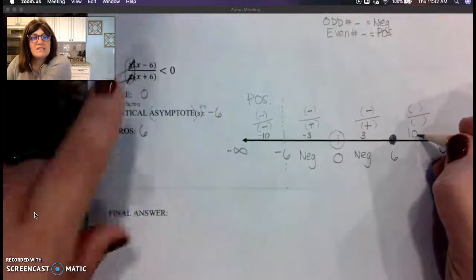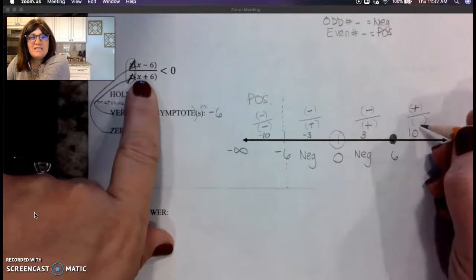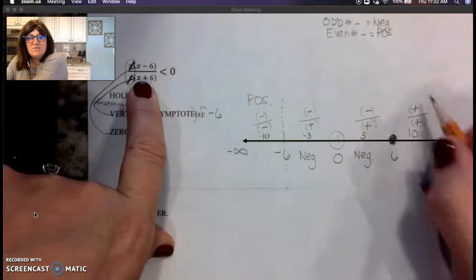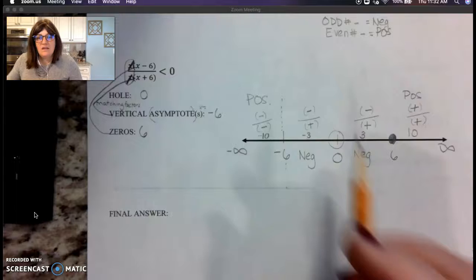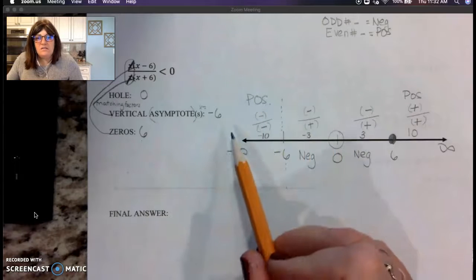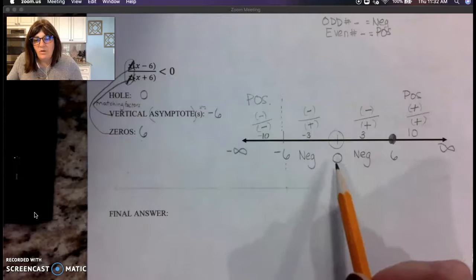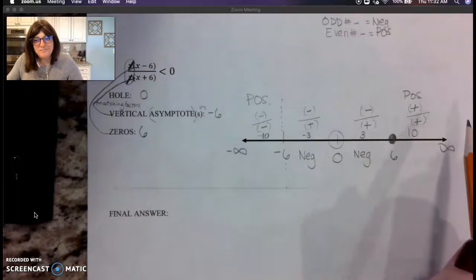Now let's plug 10 in. 10 versus -6, the positive 10 wins. 10 versus 6, they both want to be positive. This region here is positive. So this will be something like that, with a hole below, crossing up. It kind of is like the last one we did as well.